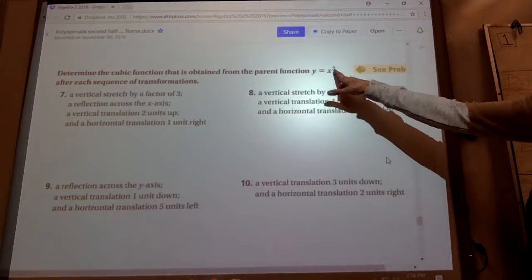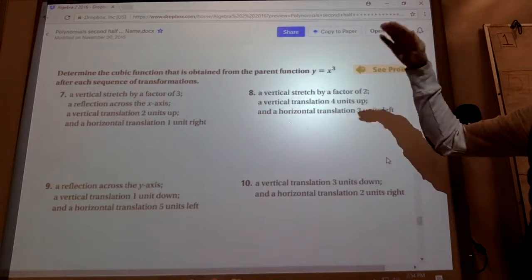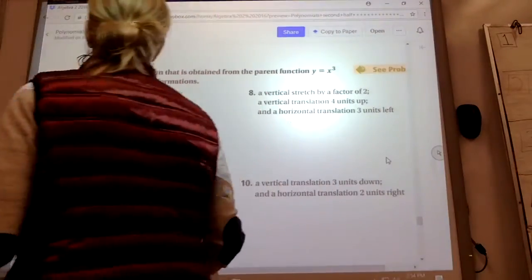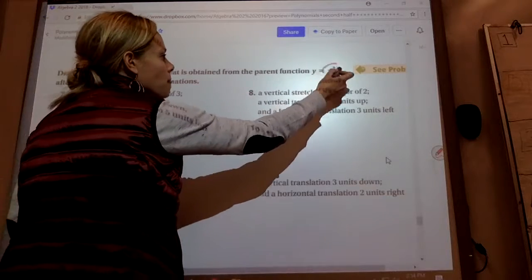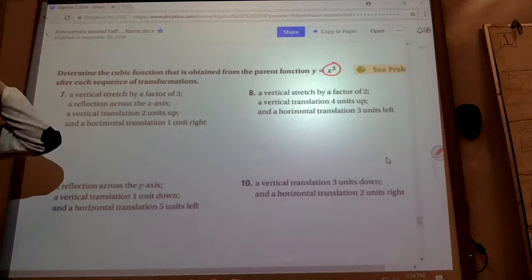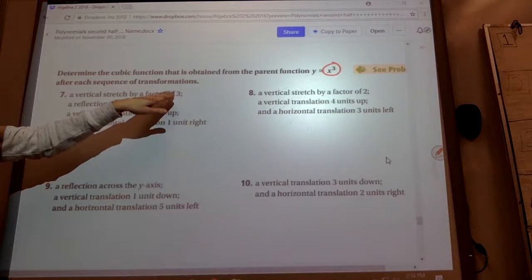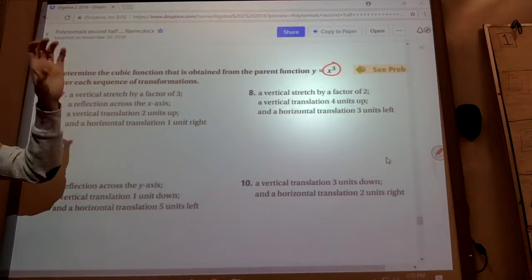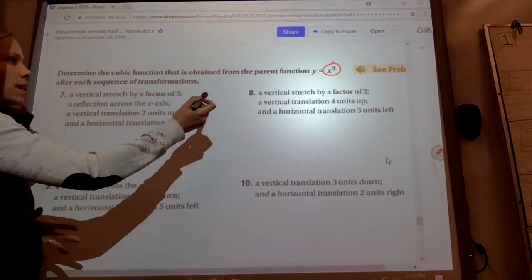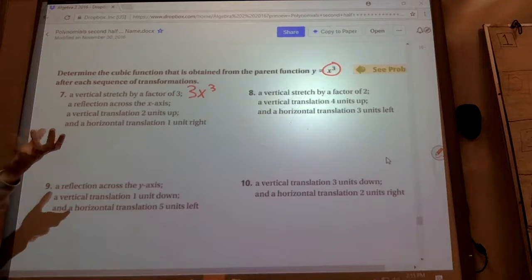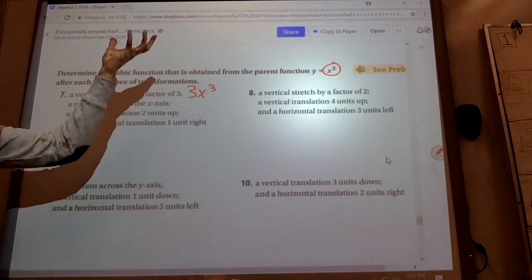to take this cubic function, x cubed, and apply a series of transformations to x cubed. Okay? So the first one, if I have x cubed, and I want to do a vertical stretch by a factor of 3, my rule for a stretch of 3 is to do what? What operation? Multiply by 3, right? If I was going to do a vertical stretch, I would multiply by 3. So since I have the x cubed, I'm going to take x cubed and multiply by 3. Now my function is 3x cubed.